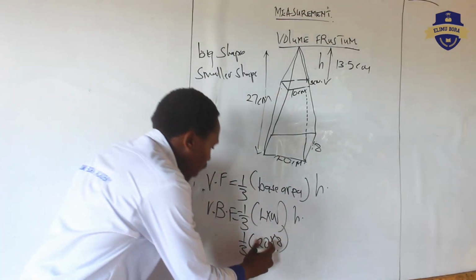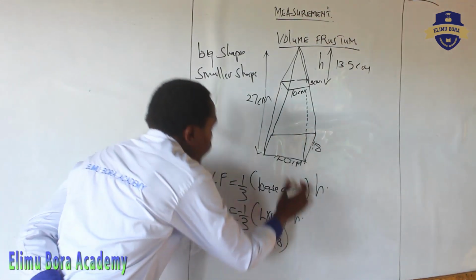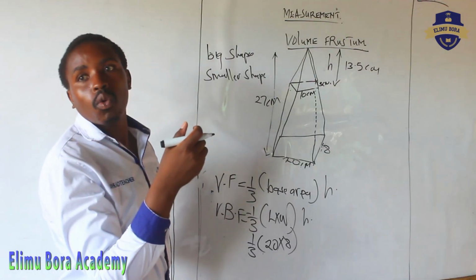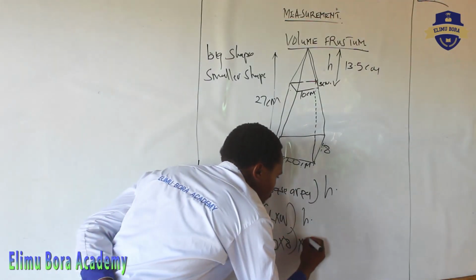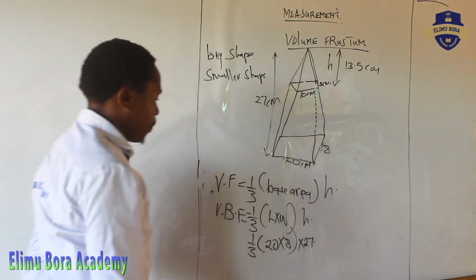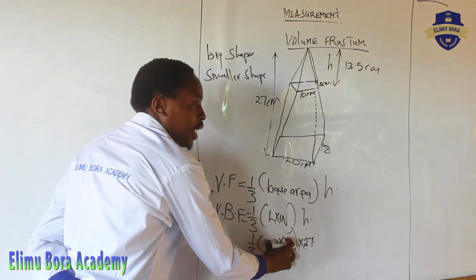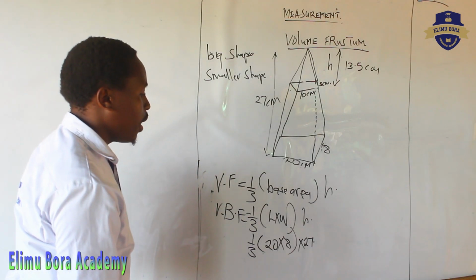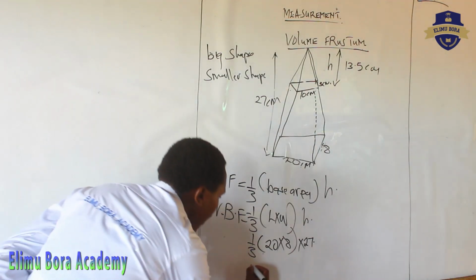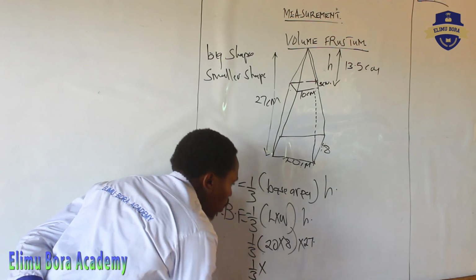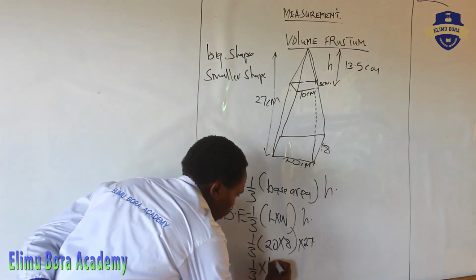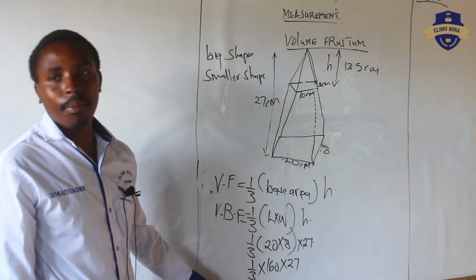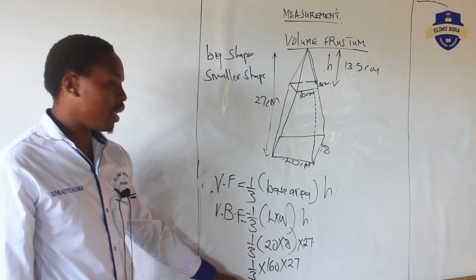So let's now substitute it. What will be our height under the volume of the bigger frustum? Will it be what, class? 27. So we multiply by 27. Now we can multiply the inside here, isn't it? So let's multiply 20 by 8. 20 by 8, class, very fast. 160, good. We multiply by 27. Then from there we can simplify, isn't it? We can see the number 3, isn't it?